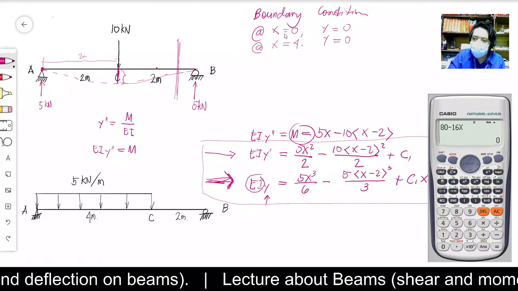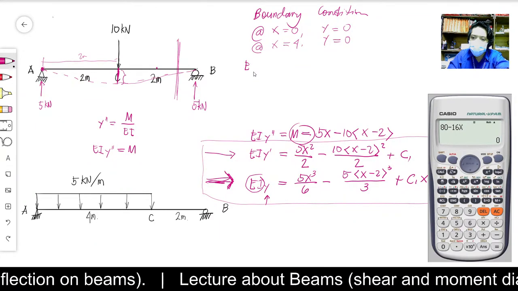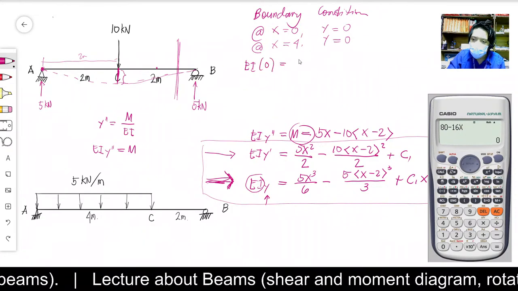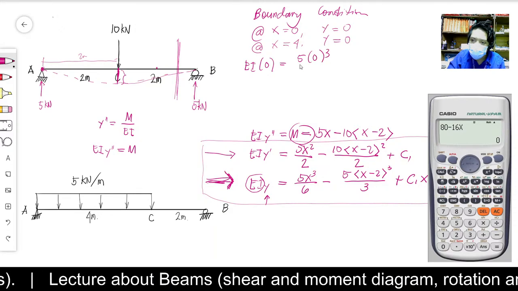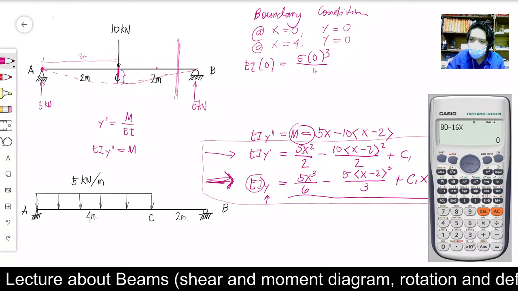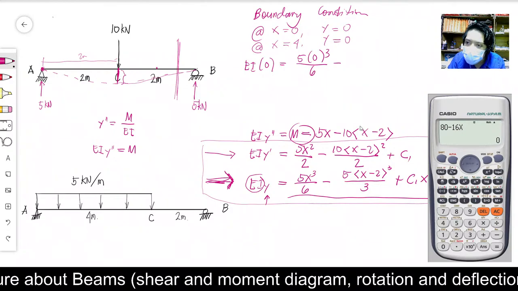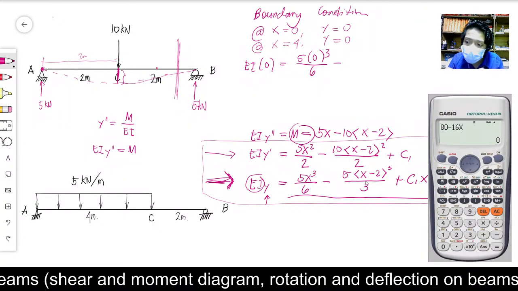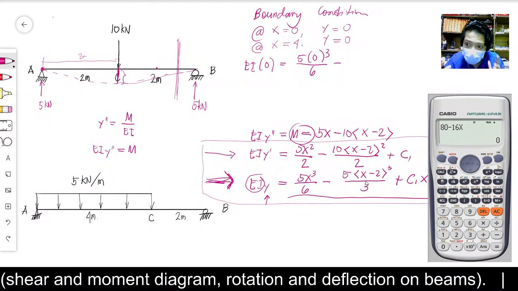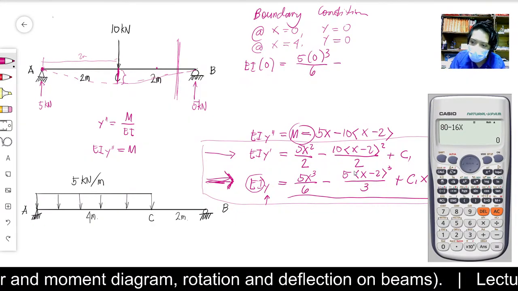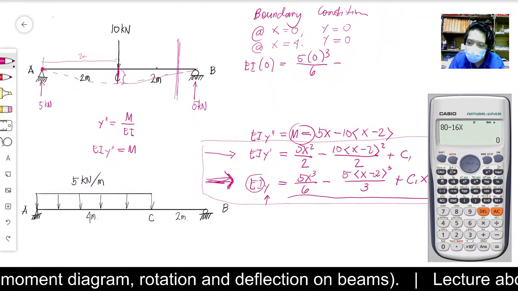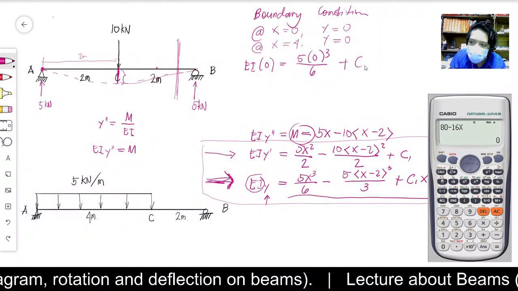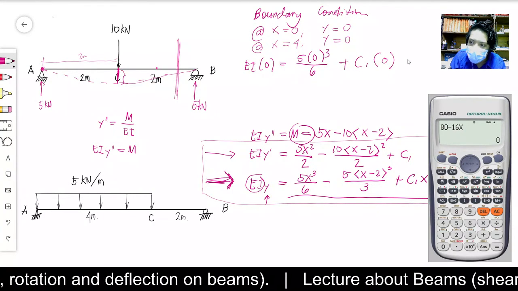We will use this equation. At X is equal to 0, EI Y is 0. So this is 5 times X, which is 0. I'm using this equation: 6 minus, we will disregard this, because when X is 0, 0 minus 2 is negative 2. We disregard the quantity if the value within that bracket is negative, less than 0. So I will disregard this term, and I will write plus C1 times the value of X, which is 0, plus C2.